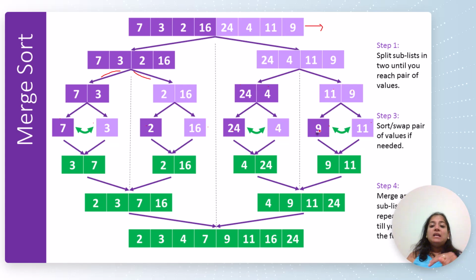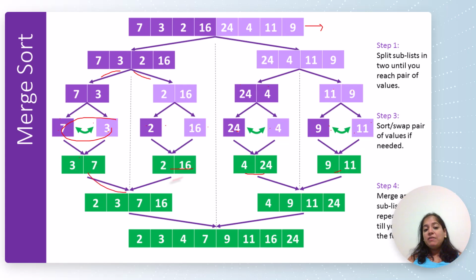Now we start to perform the sorting algorithm and merging them. So we take a pair of elements and we start sorting them. So 7 and 3. If we sort this, it becomes 3, 7 and we merge it. Then 2, 16 becomes 2, 16. 24, 4 becomes 4, 24. 9, 11 becomes 9, 11.